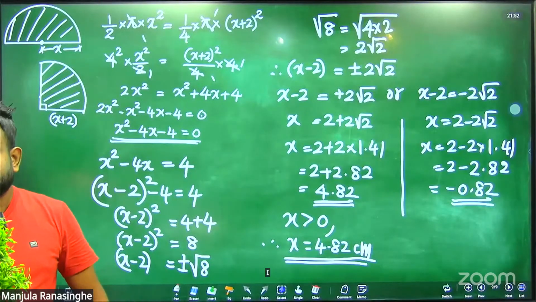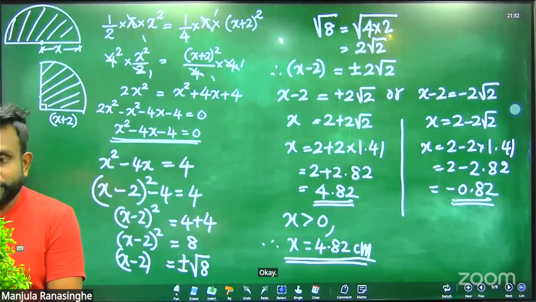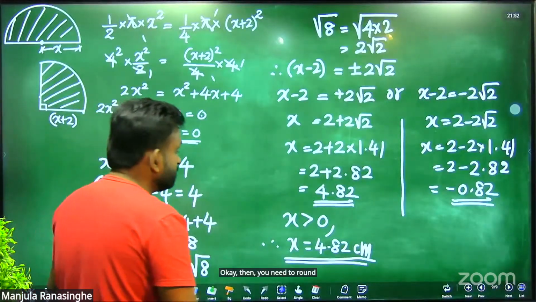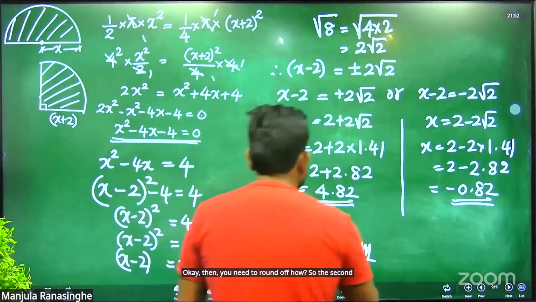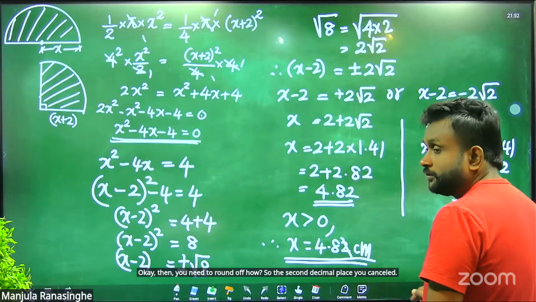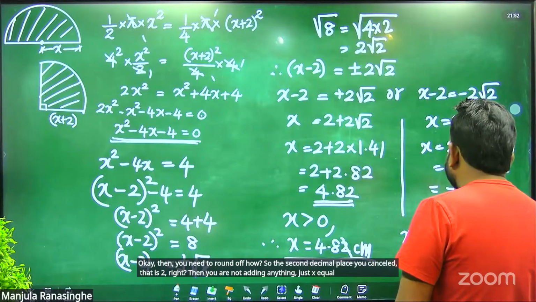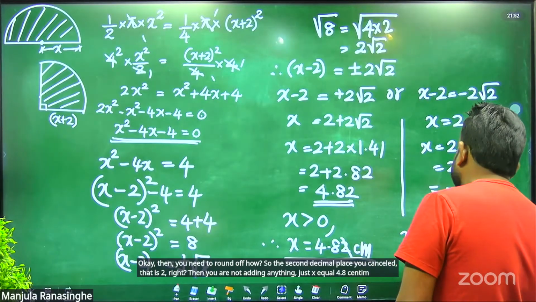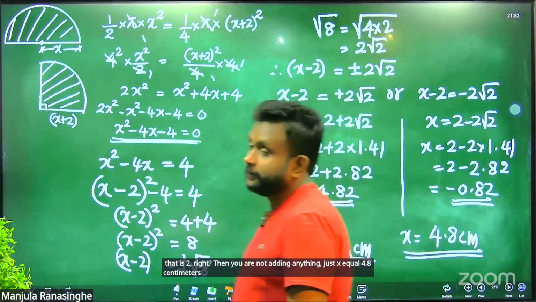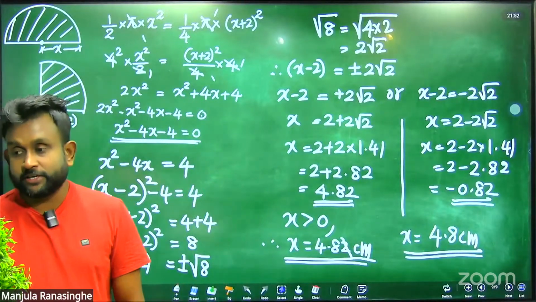Excuse me, sir. Yes. So they are asking for the nearest first decimal place. Yes. Okay, then you need to round off. How? The second decimal place, you cancel it. That is 2. Then you are not adding anything. Just x equals 4.8 centimeters. 10 marks allocated. Okay.